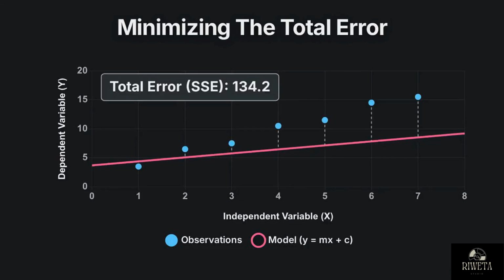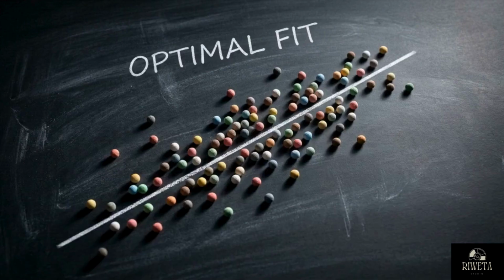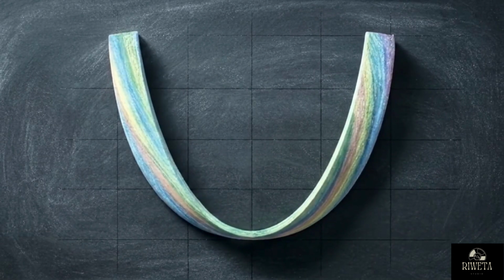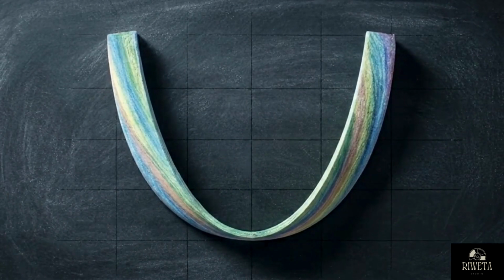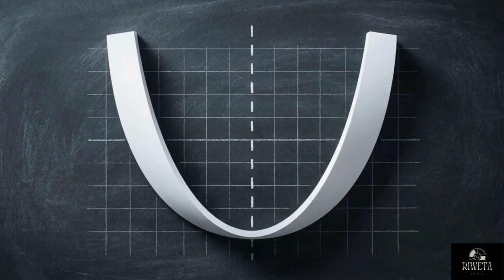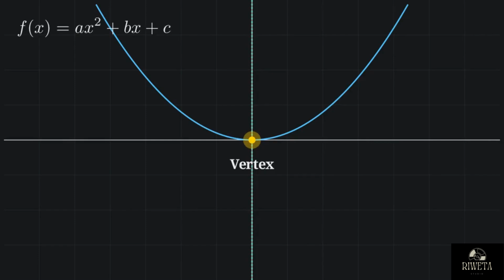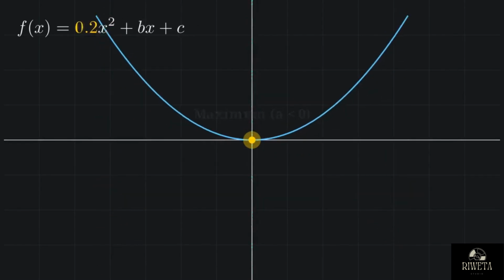By iteratively adjusting the line's slope and intercept until this error sum is minimized, we find the most accurate linear approximation of the dataset. To model nonlinear changes, we use the quadratic function, where the variable is squared and the leading coefficient is non-zero. Its geometric representation is always a parabola. Every parabola has a vertical axis of symmetry intersecting a unique vertex. Its concavity depends on coefficient a.